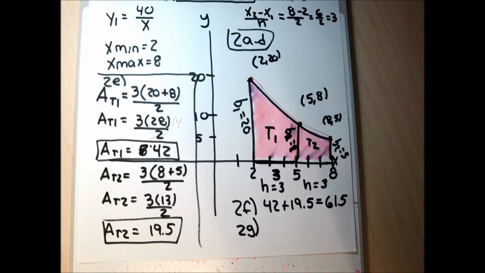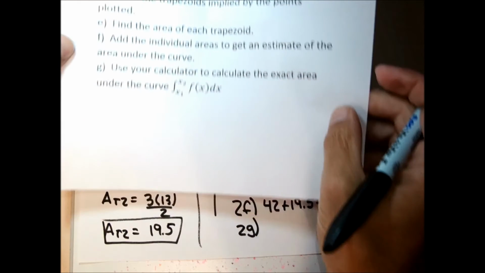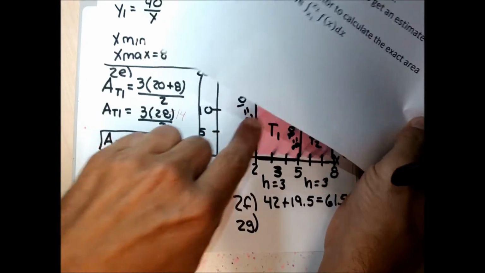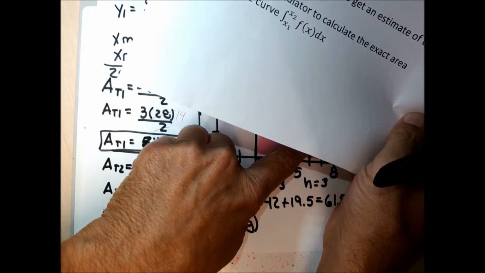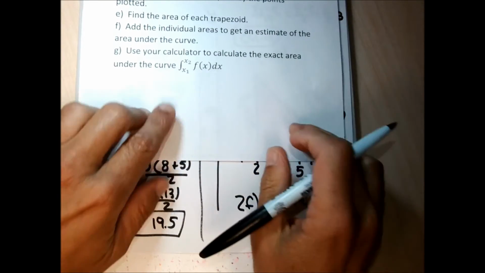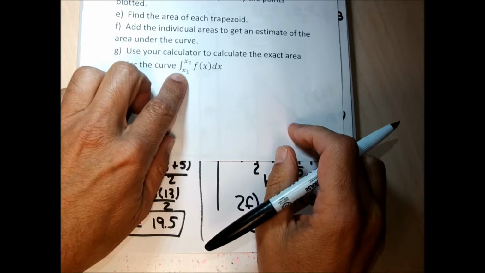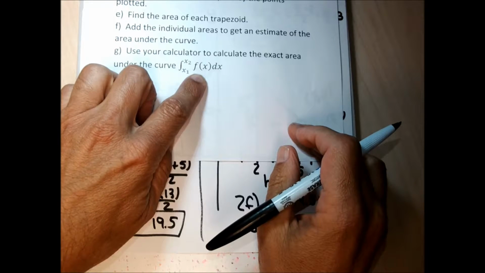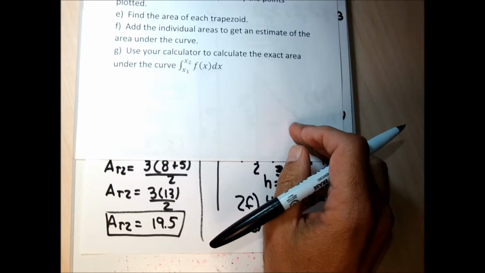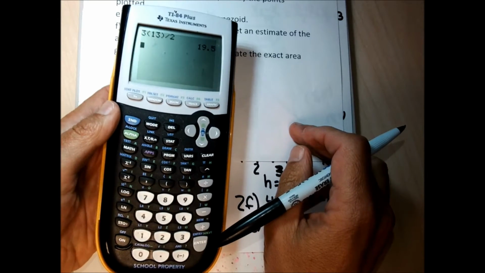That's what part G is going to do for us. Part G, my calculator has the ability to find this exact area without these little overestimates that trapezoids give me. So what I'm going to do now is use the integration or antiderivative ability of my calculator to find the exact area. So how do I do part G?